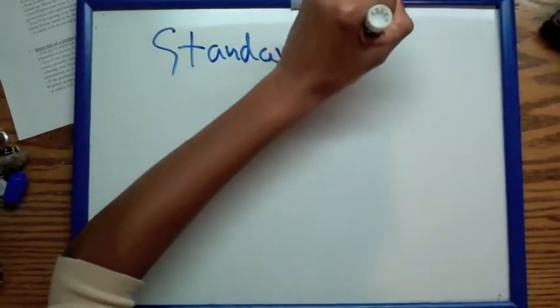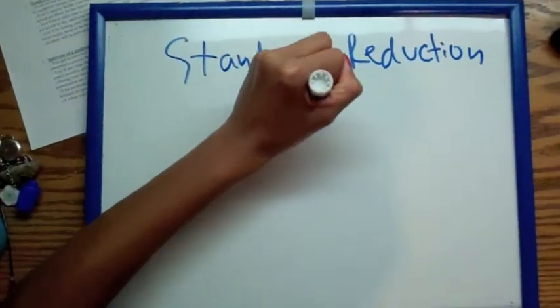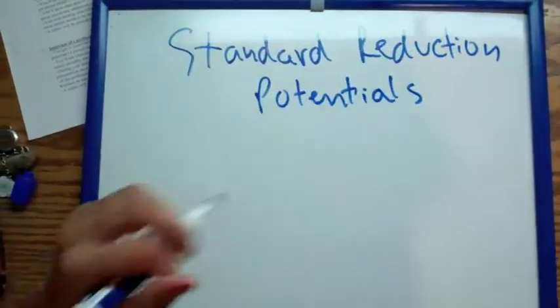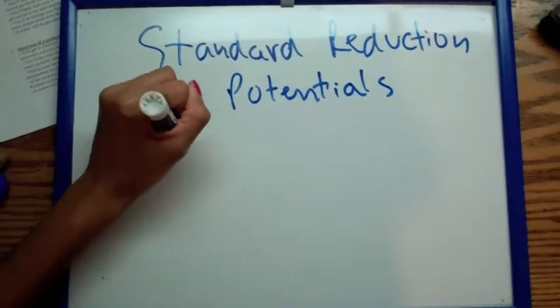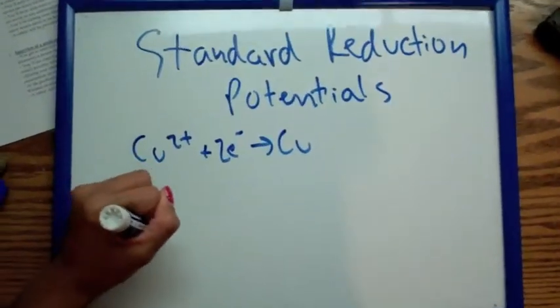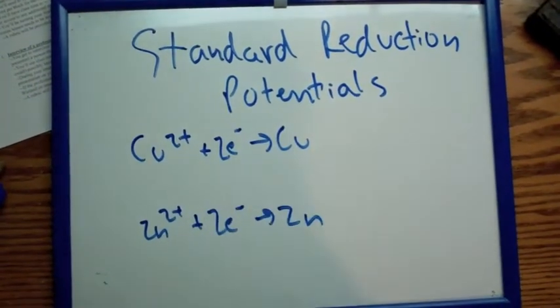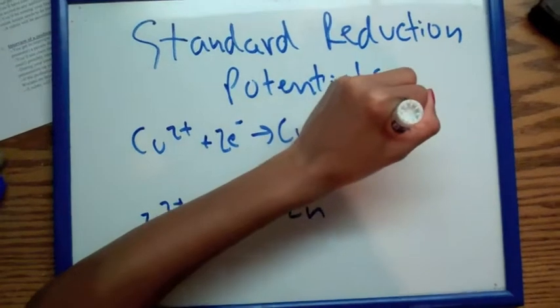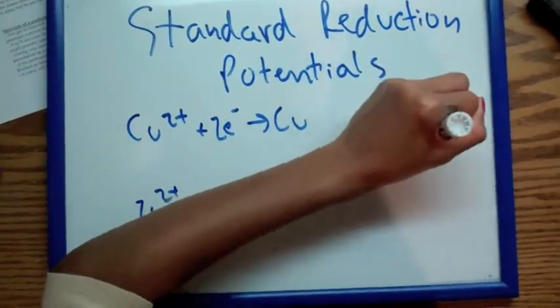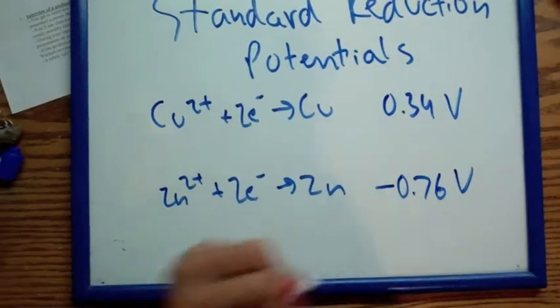A table of standard reduction potentials is often provided to you. The electrode with the more positive reduction potential is reduced, whereas the electrode with the less positive reduction potential is oxidized. In the case that the table of reduction potential values is provided to you, simply compare zinc and copper reduction potentials. Zinc's reduction potential is negative 0.76 volts, and copper's is 0.34 volts. Therefore, copper is reduced and zinc is oxidized.